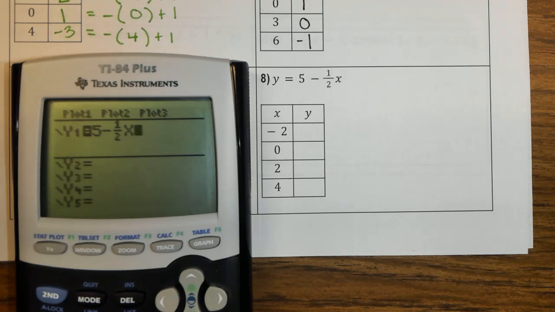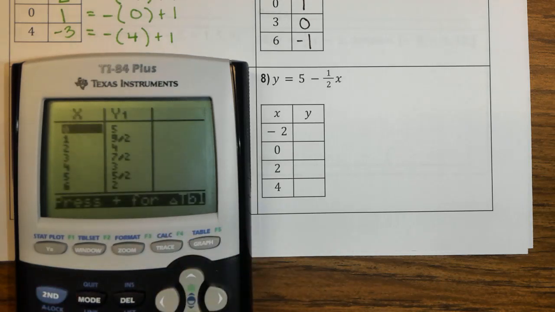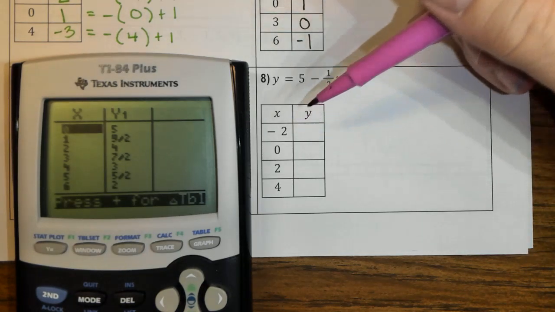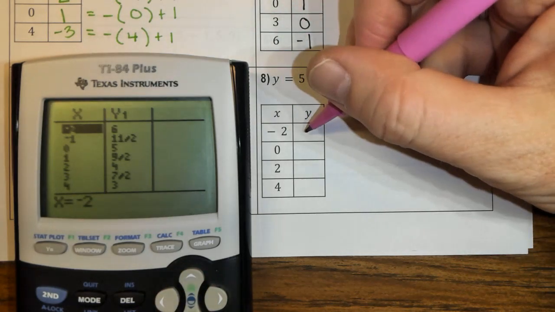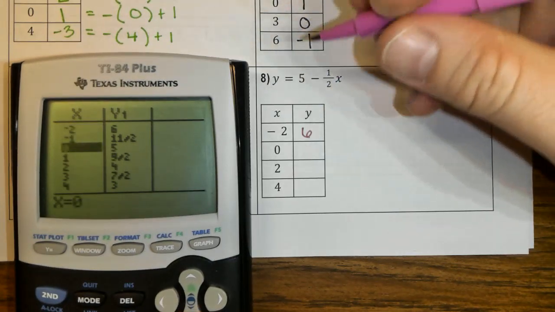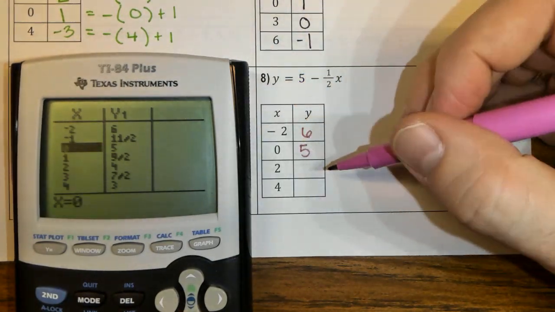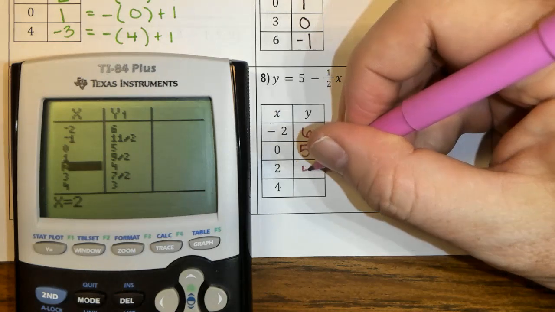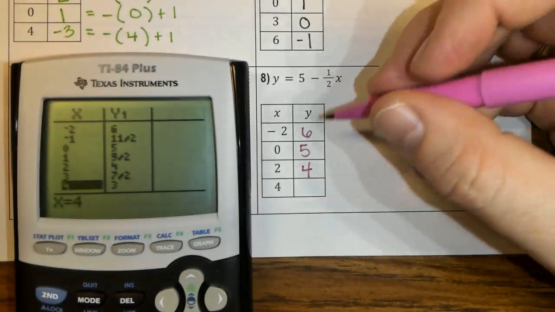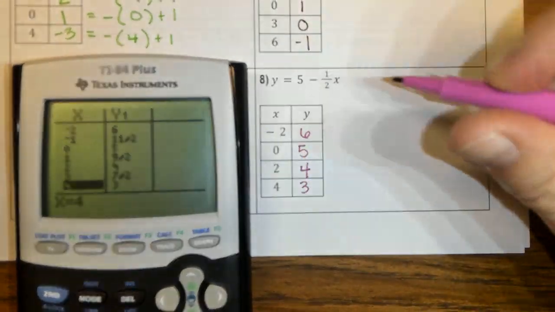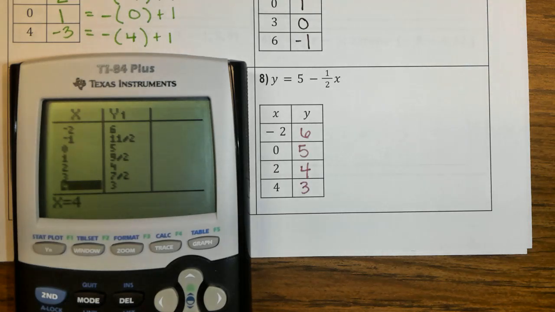Okay, so always check it first, second graph, and I can write in my y values once I find my x values. So -2 and 6, 0, 5, 2, 4. Oh, this one looks like it's going down by 1. 4, 3. Sweet. All right, and we're done. Look at that. Done with the first page. So this is the end of this video.